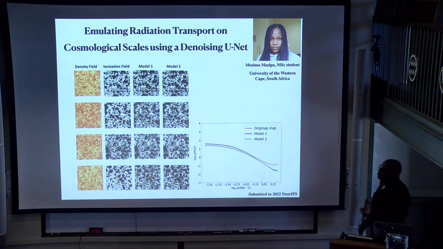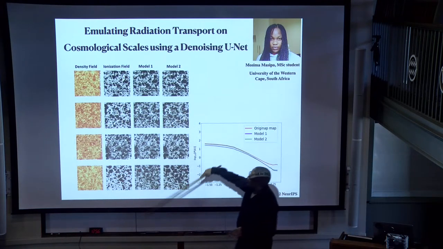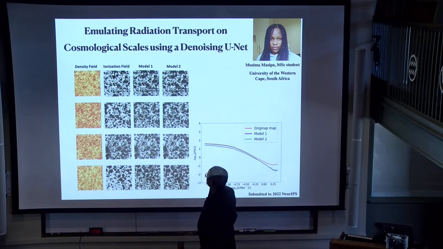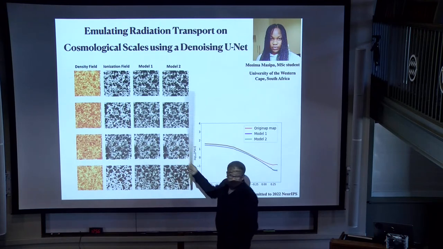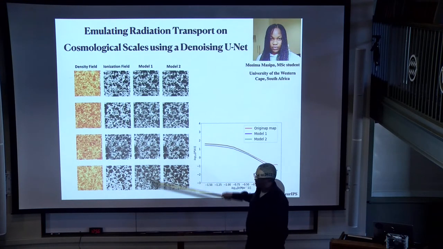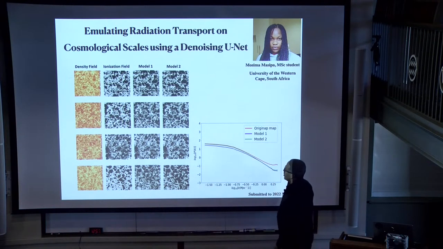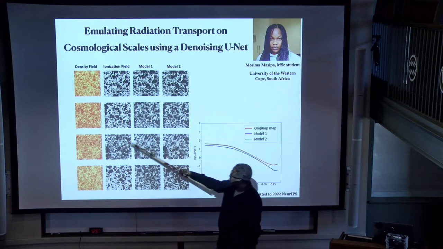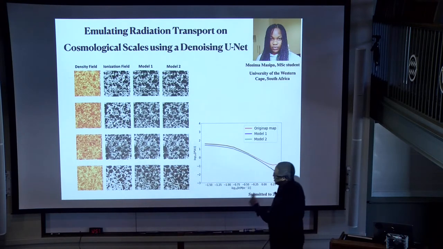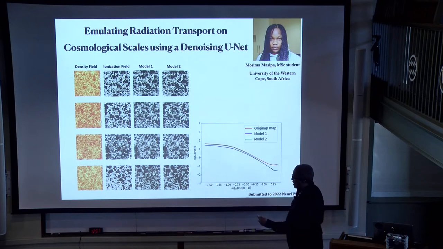As a comparison between the two, these are different examples for this density field. This is the original ionization field. These are the two different models. The first model is basically deterministic: you go from density field to ionization field. And this is model two, where you do this denoising and recurrent testing. You see this gets much closer to the original because the model has seen some of these noisy versions during training.